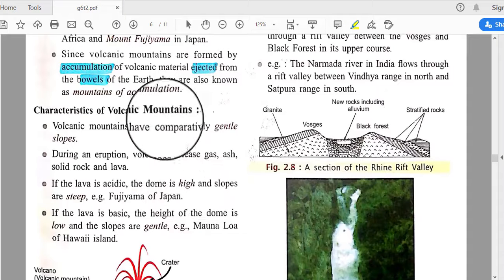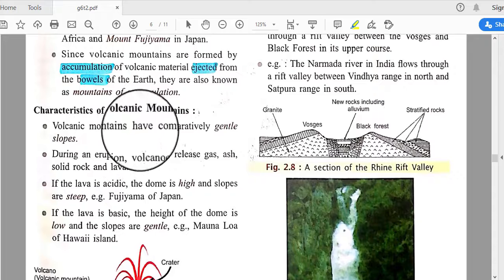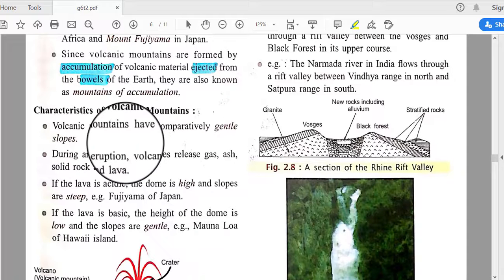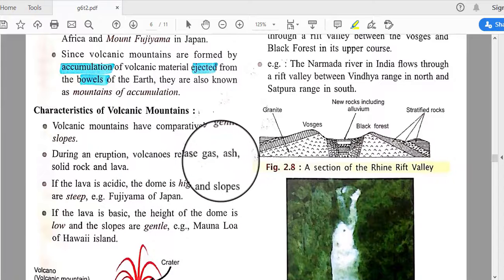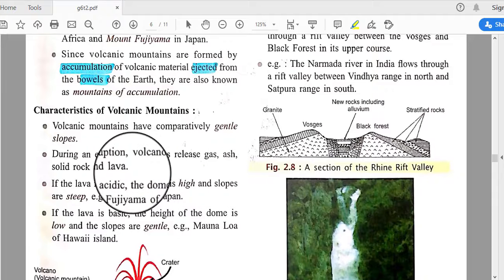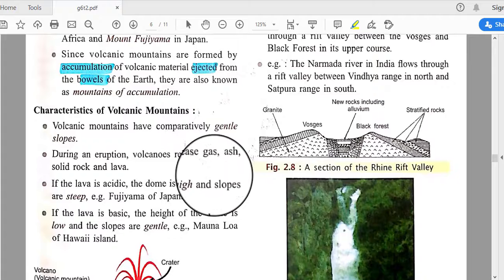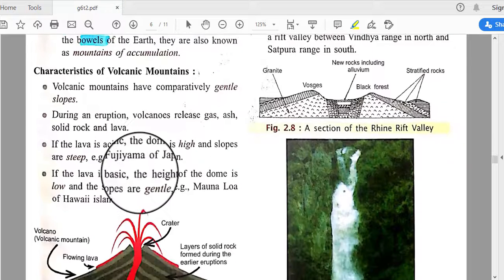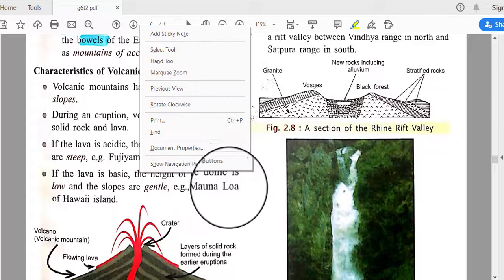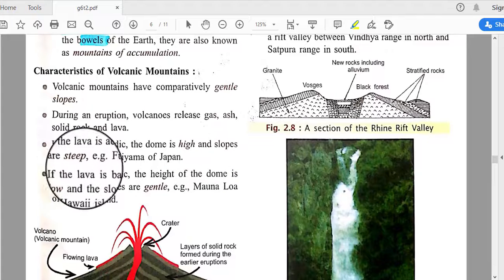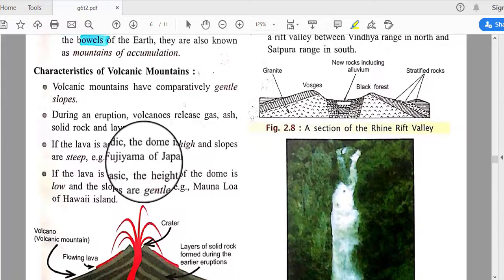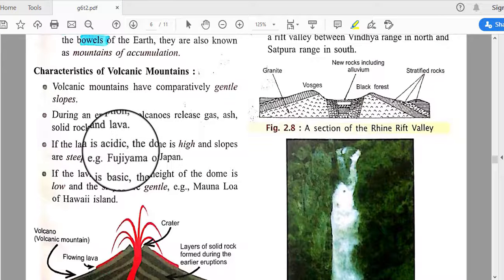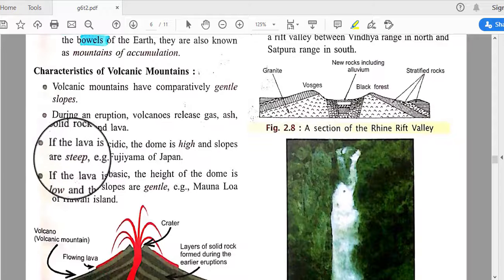And what are the characteristics of volcanic mountains? Volcanic mountains have comparatively gentle slopes. During an eruption, volcanoes release gas, ash, solid rocks, and lava. If the lava is acidic, the dome is high and the slopes are steep. Fujiyama of Japan is an example of this kind of volcanic mountain, where the lava is acidic, the dome is high, and the slopes are very steep.